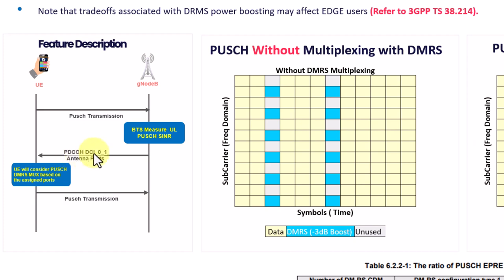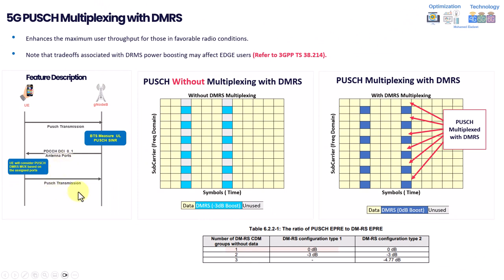It's just through the BDCH resources, and this will inform the users about the number of ports or assigned ports being used, and the user now will consider to use multiplexing based on the number of ports assigned, and now he starts the BCH transmission and he will follow the scenario.